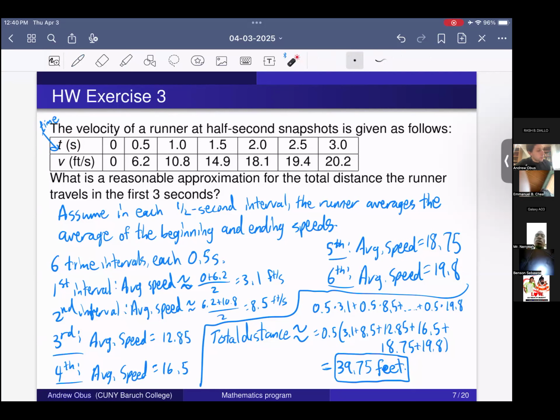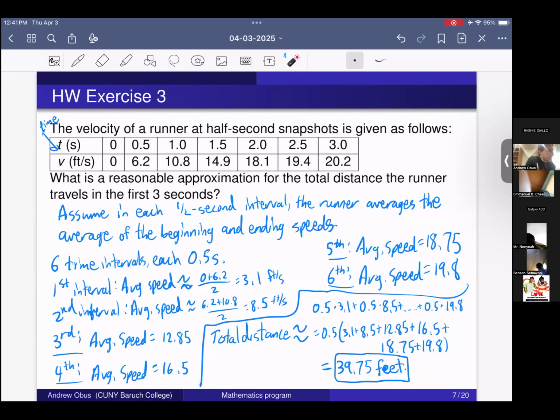The T is time. So this is at 0 seconds, 0.5 seconds, 1 second, 1.5 seconds, 2 seconds, 2.5 seconds, and 3 seconds. So imagine a stopwatch. At the beginning the runner's not moving. Half a second later, this is the runner's velocity. 1 second later, this is the runner's velocity. 1.5 seconds later, this is the runner's velocity, and so on. So it's giving you a snapshot of the velocity after 0.5 seconds, after 1 second, after 1.5 seconds, after 2 seconds, after 2.5 seconds, and after 3 seconds.